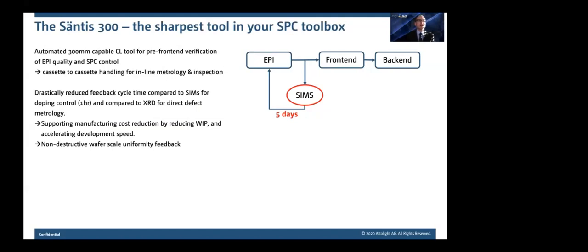What we get from this tool is a drastically reduced feedback cycle time compared to SIMS for doping control, down to 1 hour, whereas with SIMS it typically may be days, and also a drastically reduced measurement time for direct defect metrology as compared to XRD. With this, we support manufacturing cost reduction by reducing WIP, and we accelerate development speed. And of course, we give you non-destructive wafer scale uniformity feedback.